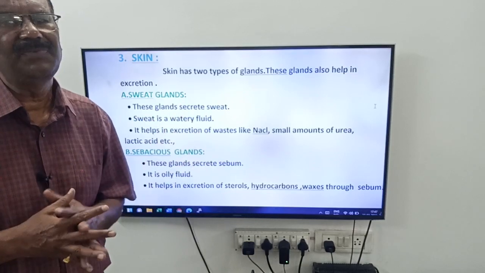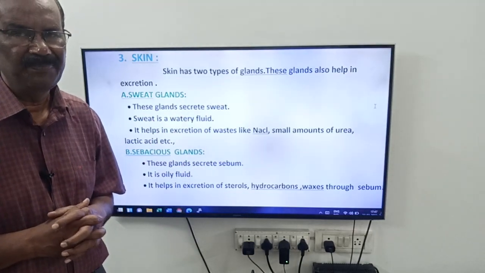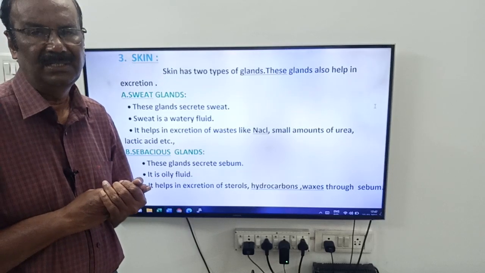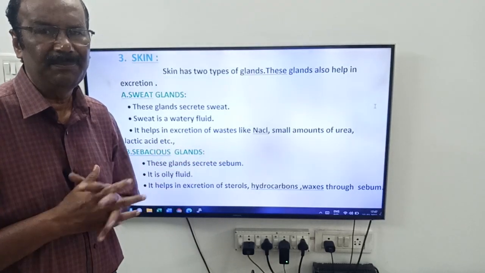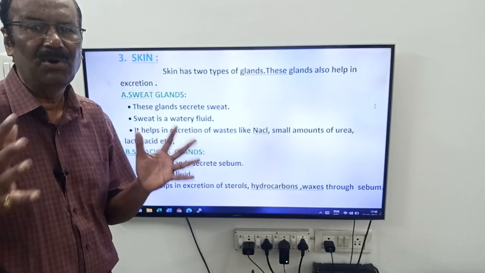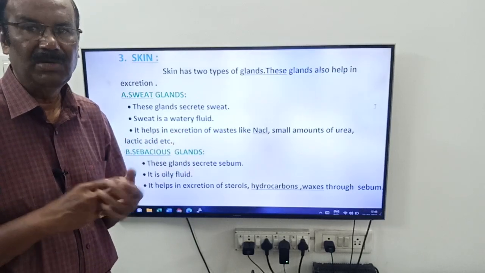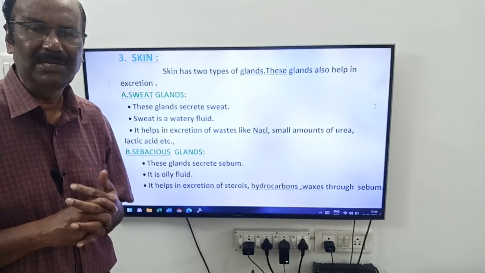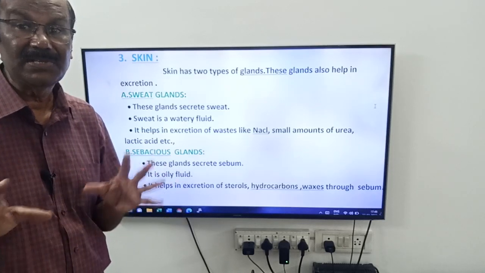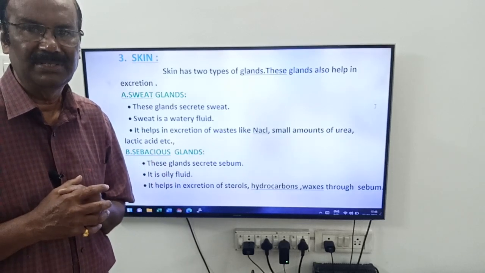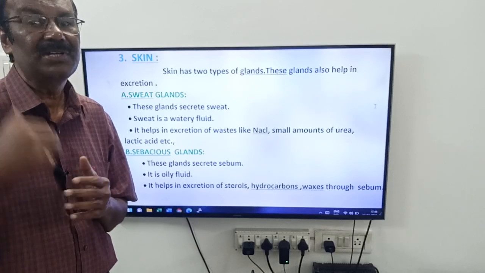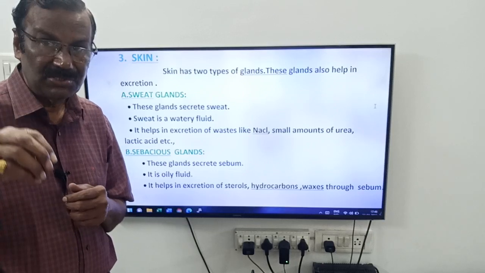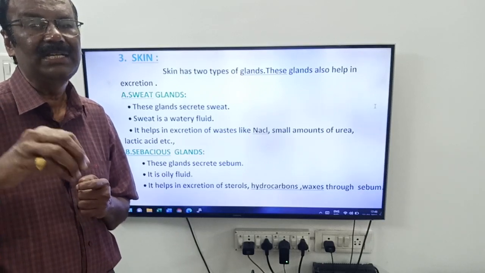Now see the normal function of the sweat glands and sebaceous glands. Sweat glands secrete sweat. That sweat maintains the body temperature, or keeps the body cool. Sebaceous glands secrete an oil, that is sebum. It keeps the skin smooth or soft. That is the normal function of the sweat glands and sebaceous glands. But here you have to write the excretory function of the skin.